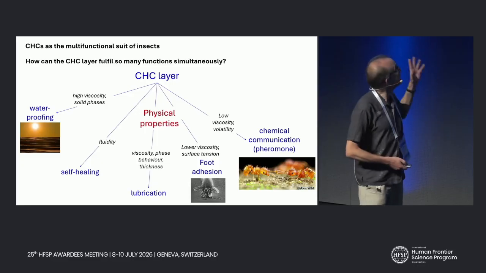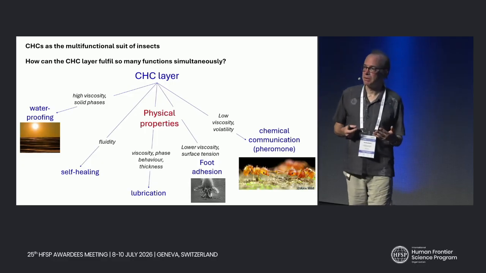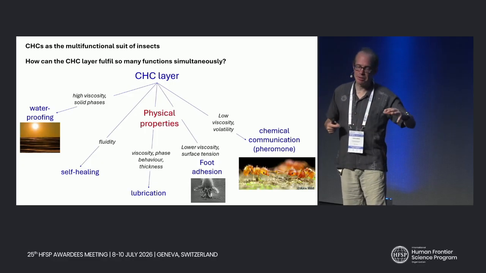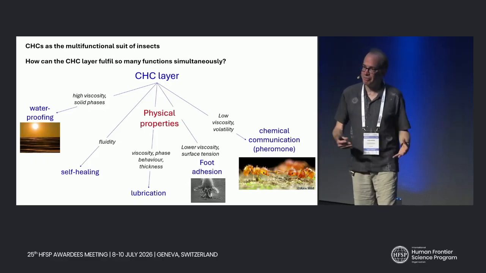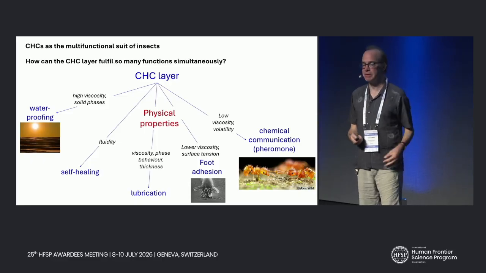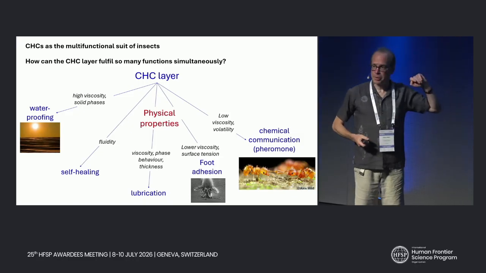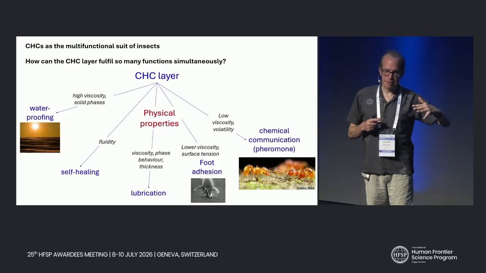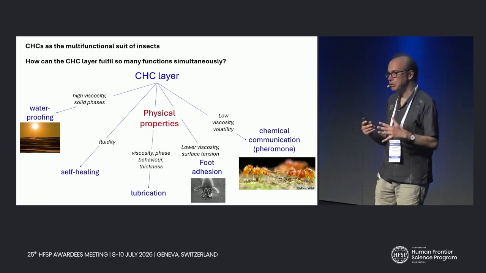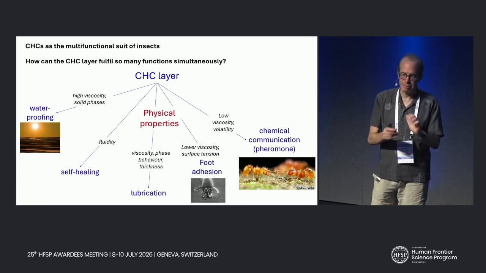For waterproofing, you actually have quite the opposite. You want substances with quite a high viscosity, or even solid phases that prevent water from diffusing out of the insect body. For food adhesion, you need somewhat of an intermediate viscosity, so it shouldn't be too low, it shouldn't be too high, to bridge this gap between surface and food.